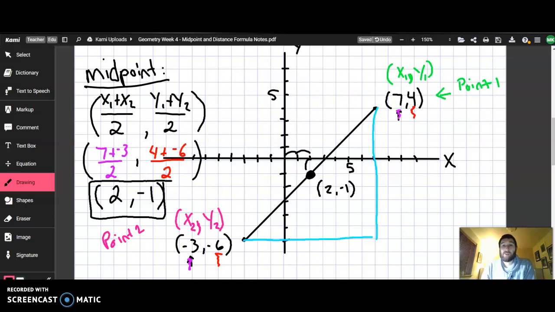So, ladies and gentlemen, that's it. That's how you find the midpoint. You find the average of your x's, and you find the average of your y's, and write them as a point.